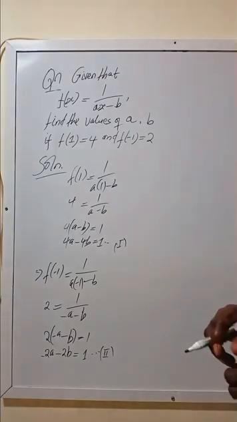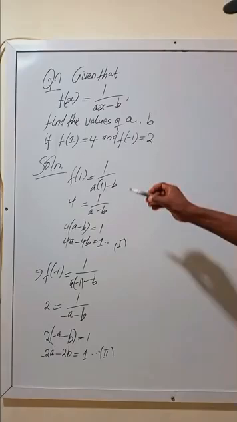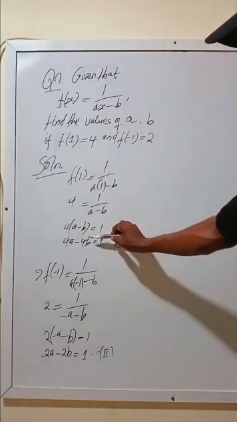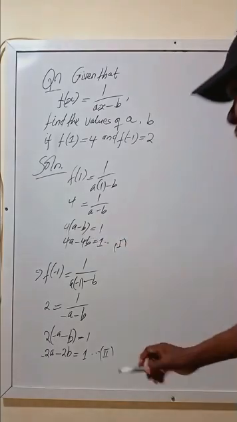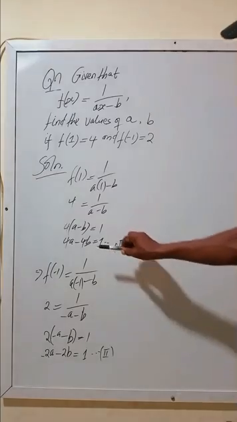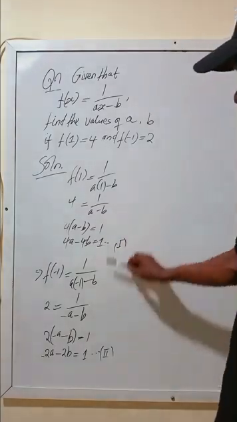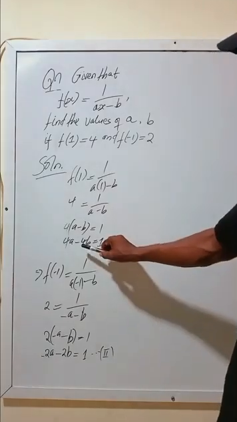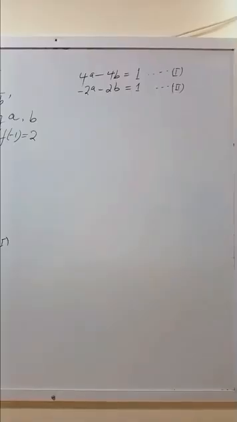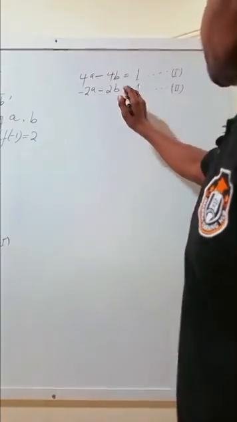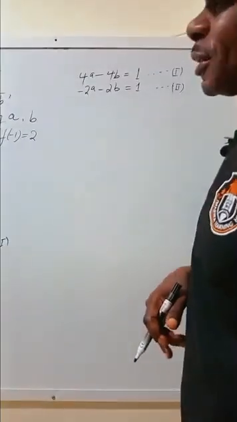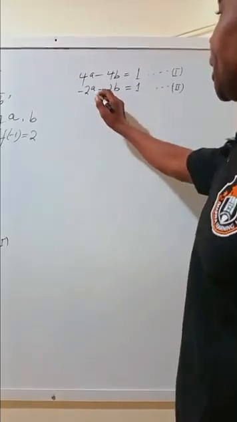So we have two equations with two unknowns. The unknowns are a and b, and the equations are these ones. This is equation number 1, and this is equation number 2. What is next is to solve these two equations simultaneously so that you can obtain the values of a and b. I would suggest that we use the elimination method, and in the first step, let's eliminate a.